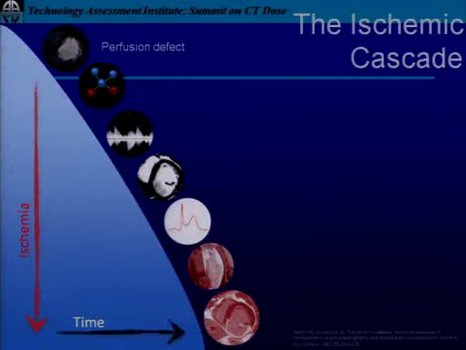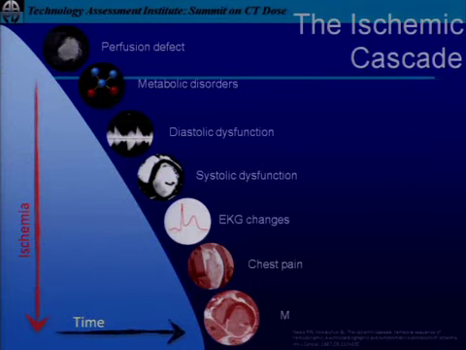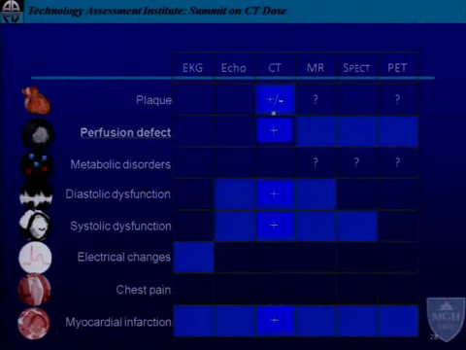Let's talk a little bit about cardiac perfusion. Everybody talks about the ischemic cascade where there's a perfusion deficit. This is a short axis view through the heart, and there is ischemia in the anterior, anteroseptal and anterolateral side of the heart, which starts off as metabolic disorders. There's a diastolic dysfunction, then systolic dysfunction. You get EKG changes. There is chest pain, which is the symptom most commonly associated with it, and then it progresses into myocardial infarction as a function of ischemia and time. CT can intervene at the very early stage.